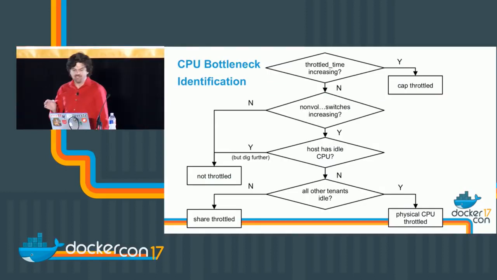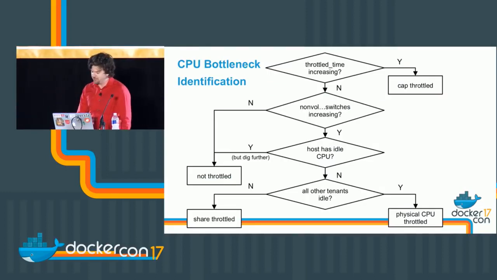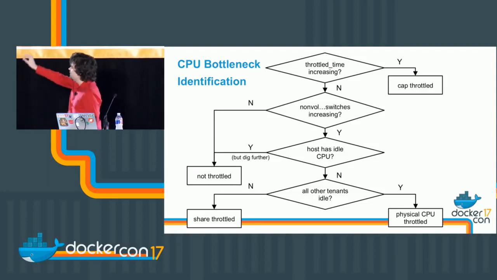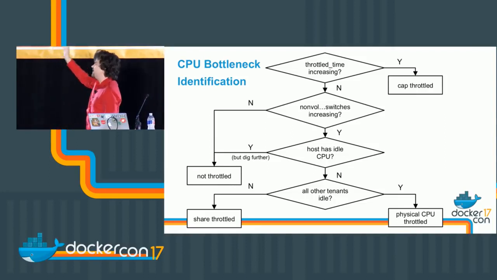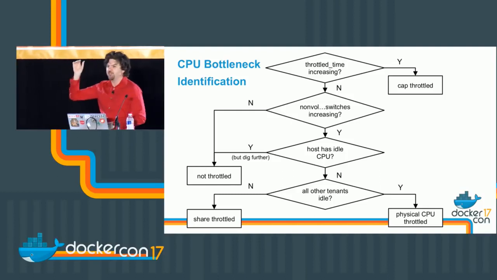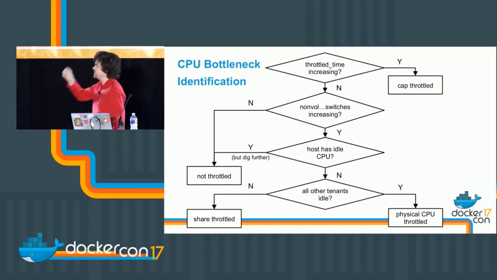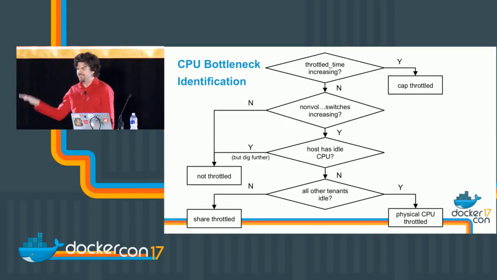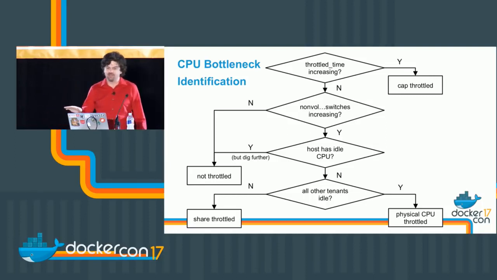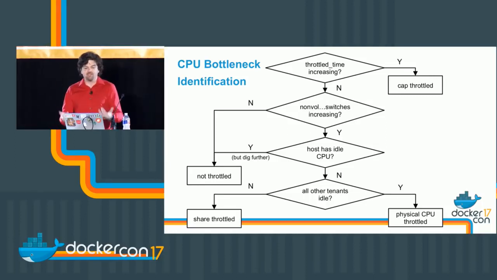I've drawn a nice flowchart for CPU bottleneck identification. So, is throttle time increasing? What I've tried to do is at the top of the flowchart, put the easiest things to identify first. So if throttle time is increasing, that only gets increased if we're cap throttled. So let's take that off the operating table to start with. And then we can go down, are we getting non-voluntary context switches? Well, if we're not, then we're probably not throttled, if we're not getting kicked off CPU.